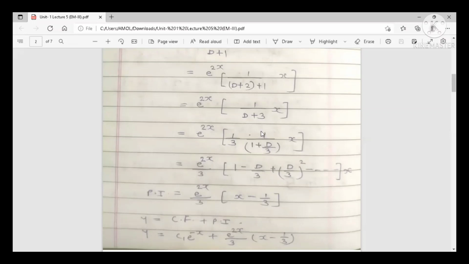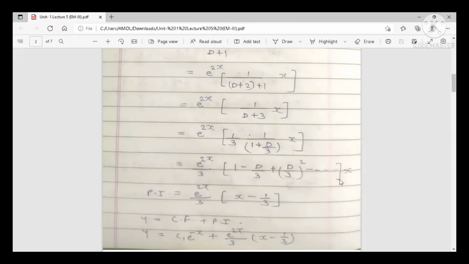So use here the series 1 upon 1 plus x. The series is 1 minus x plus x square minus x cube and so on. In place of x there is D by 3, so you place the value D by 3 and you will get the series 1 minus D by 3 plus D by 3 whole square minus D by 3 whole cube and so on, into the function x as it is.